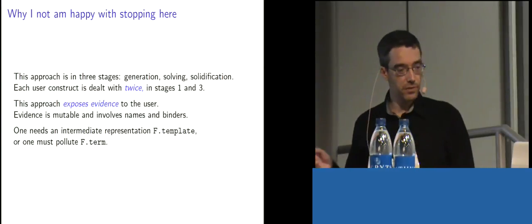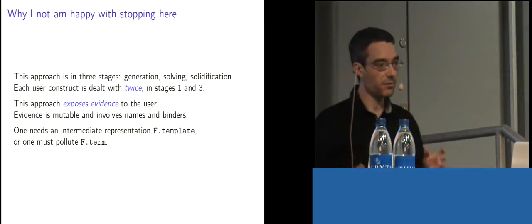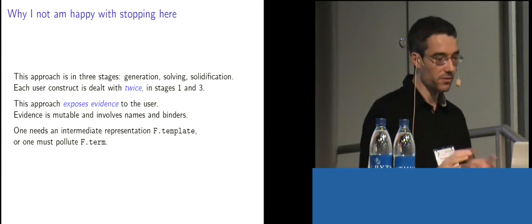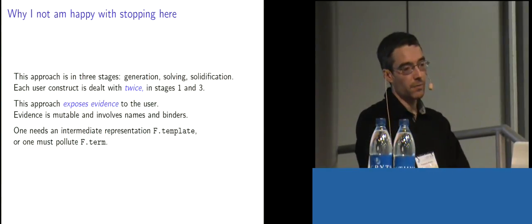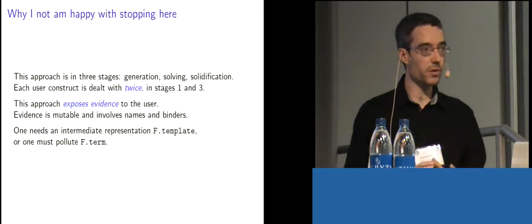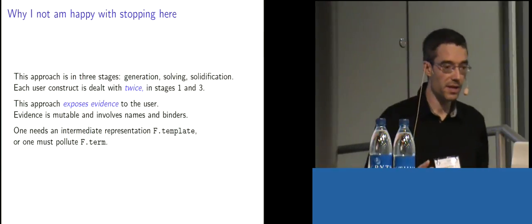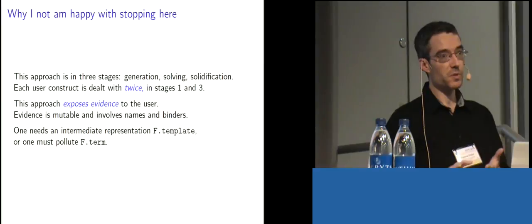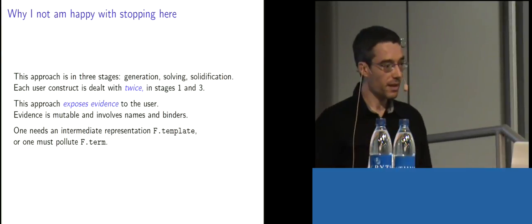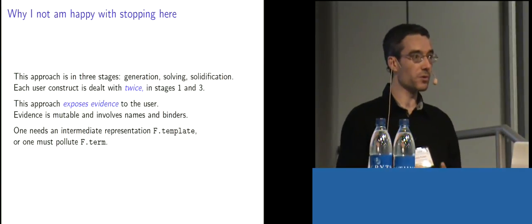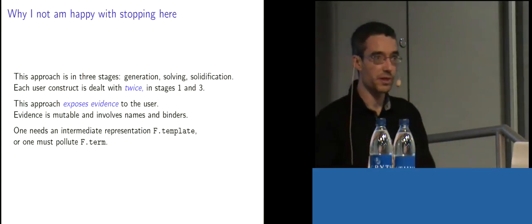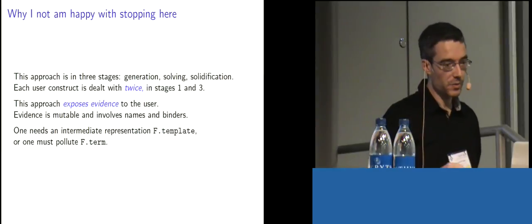So I don't like that very much, even though it works, because it's not very pretty. If you want to write a paper about that, well, maybe you can, but it's kind of hard to explain. One thing I don't like is that the user has to deal with every language construct twice, in the function hasType and in the function solidify. And also, this mutable evidence is exposed to the user, and it's not just mutable, it also involves names and binders, because it involves type variables, and the user has to understand exactly where they're bound. So it's a bit tricky.